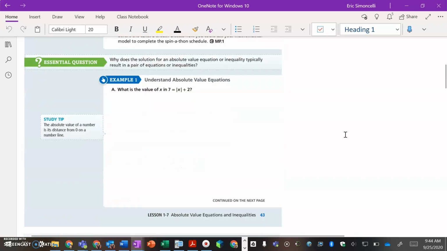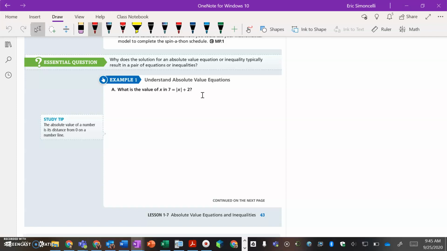So example 1, understand absolute value equations. What is the value of x in the equation 7 equals the absolute value of x plus 2? Now, as a kind of review piece here, the absolute value of any number is technically the distance that a number is from 0. So let's, for example, on a number line, just do a quick analysis of the absolute value of -2. And we're going to compare that to the absolute value of +2.